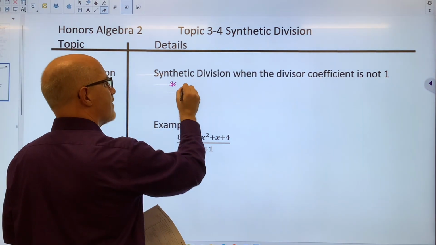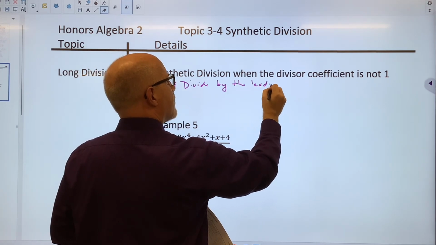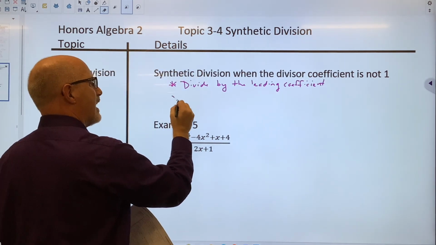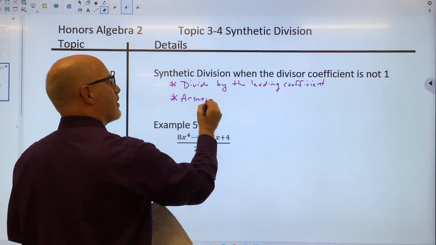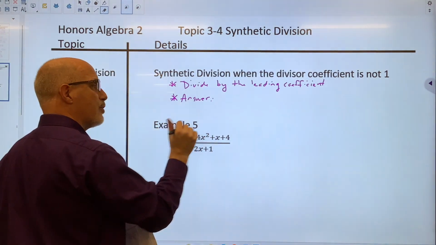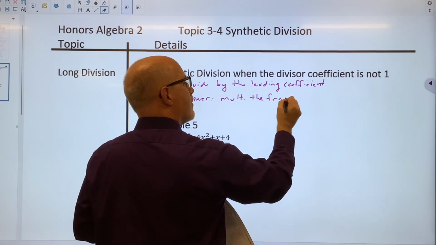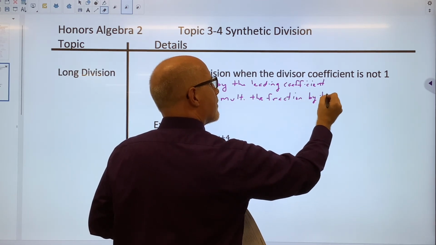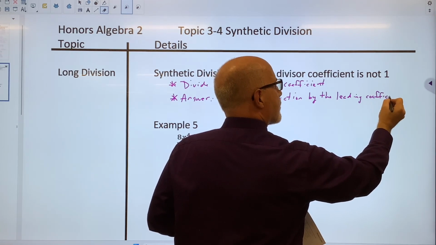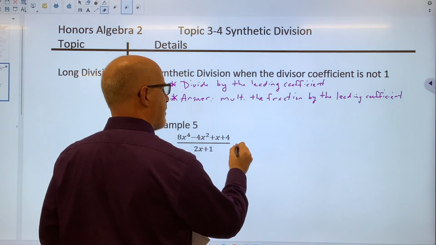So what we'll do for this is divide by the leading coefficient. And then at the end, our answer, we'll take it and multiply the fraction at the end. We have the remainder over the divisor, multiply the fraction by that leading coefficient, both in the top and the bottom, both in the numerator and denominator. So when we take this problem here, we're going to go ahead and multiply it by a half over a half.